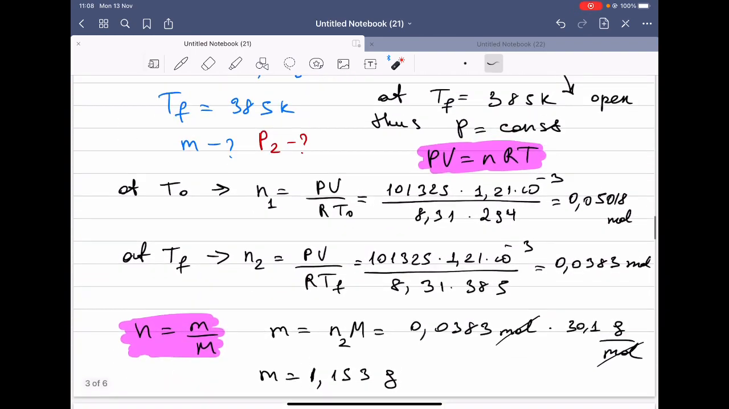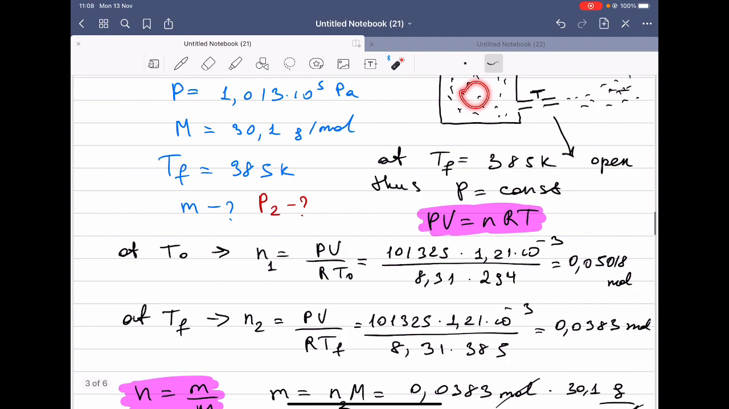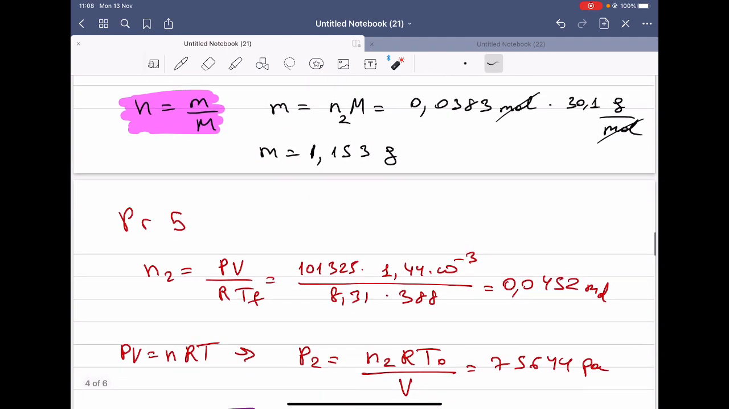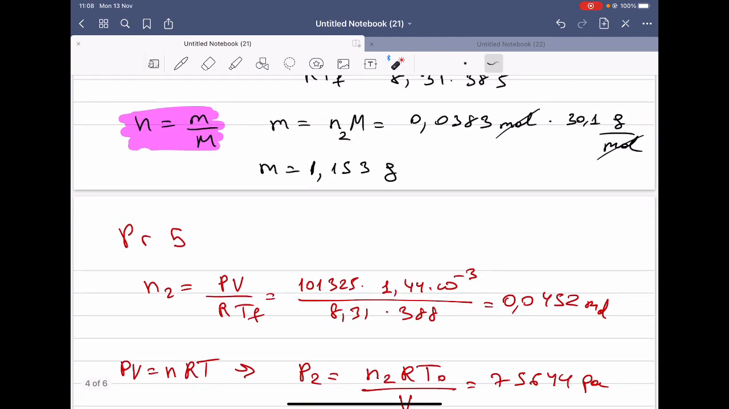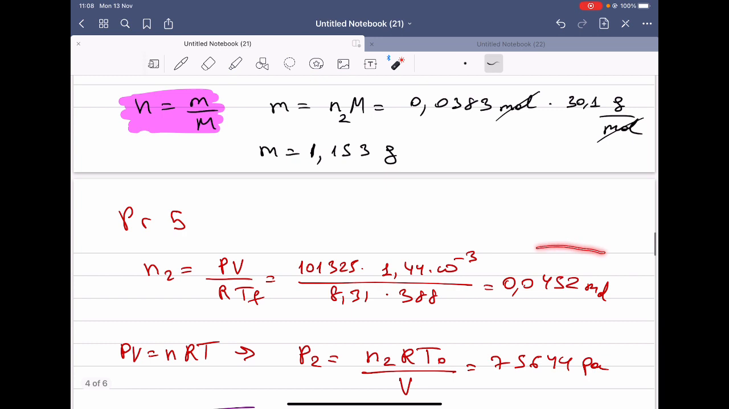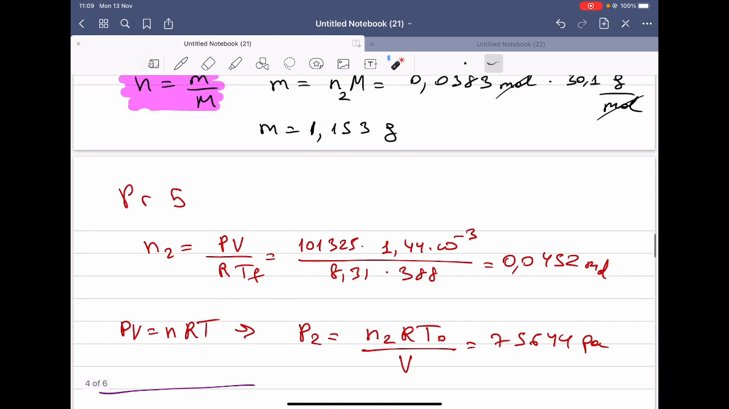Now what will be the pressure inside this thing? The pressure inside will be found using the ideal gas formula, and we found n2 from the equation, and then we have P final. Volume is constant because volume is not changing. So we substitute numbers. First we found n2, and then we substitute in P2 or P final, and we get this amount of pressure.